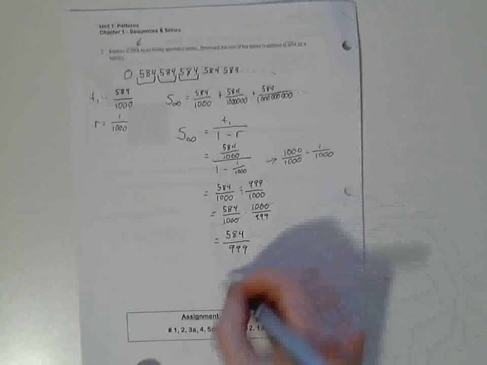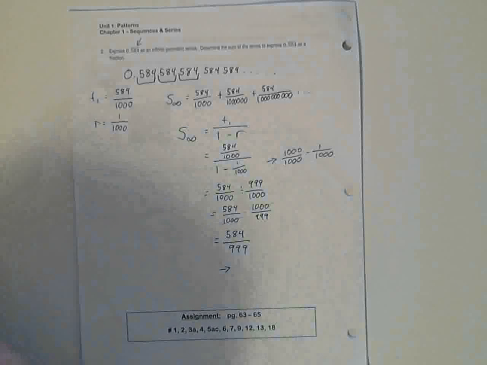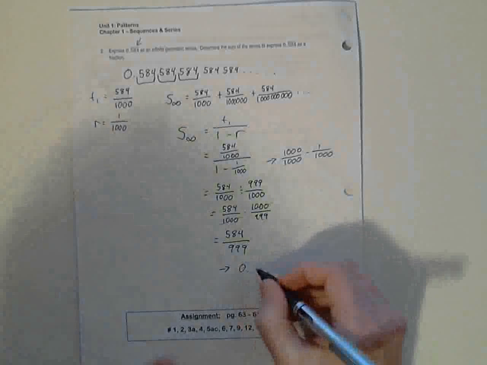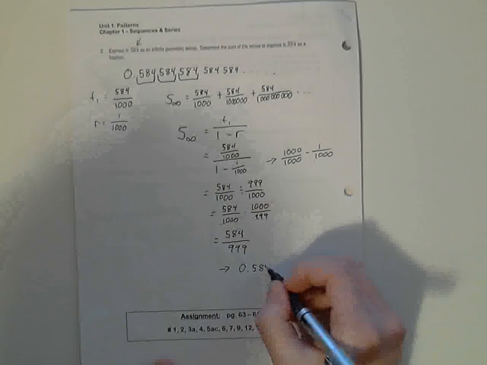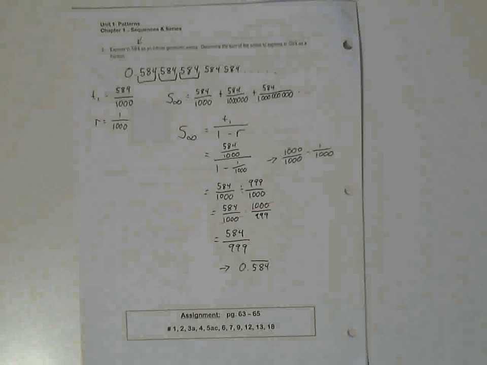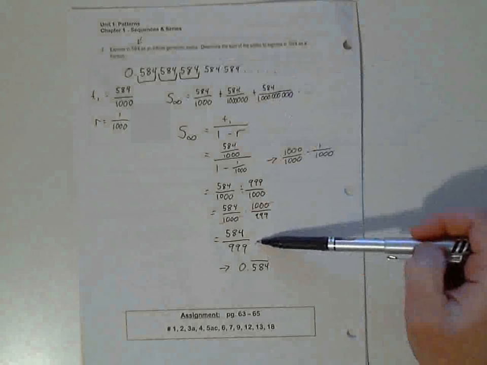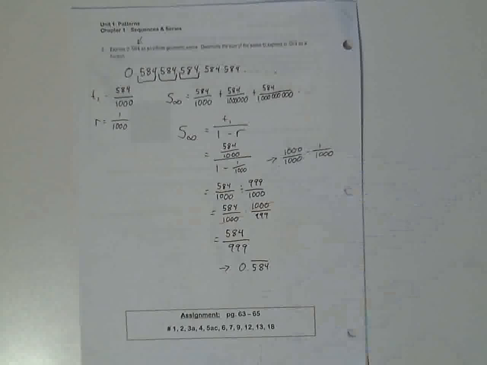Anyway, let's check our answer. What is that as a decimal? 584 divided by 999 is 0.584 repeated. So we did indeed get it. We can actually go from a repeating decimal to its fraction using a sum of a geometric series, which is a weird kind of aside. I don't know how often we're going to do that, but it's a fun little challenge, and you'll probably see something like that in the homework.